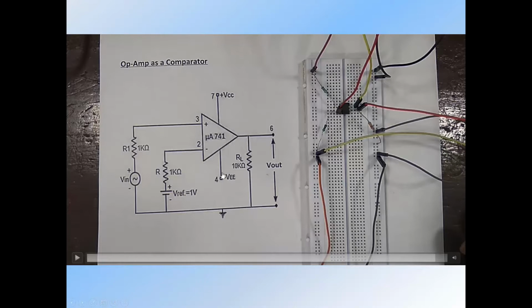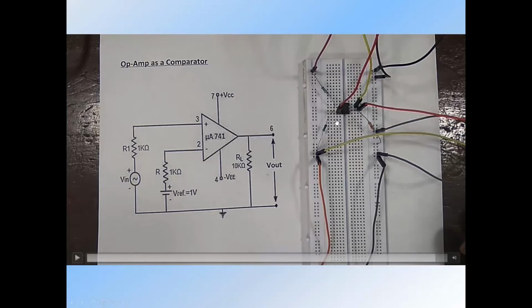Now next step is connection of DC power supply to pin number 7 and 4. Set DC power supply to plus 12 volt and minus 12 volt and keep the DC supply in off condition. And now this yellow wire from plus 12 volt is connected to pin number 7 and red jumper wire is connected to pin number 4.